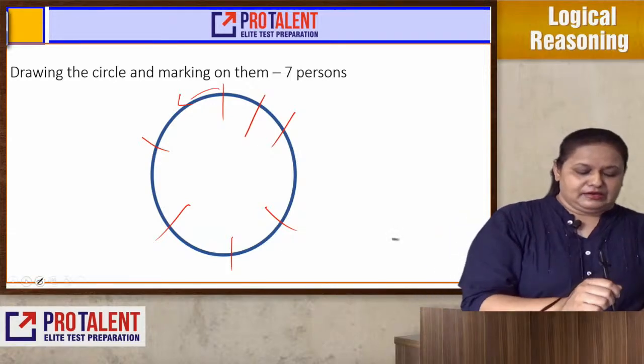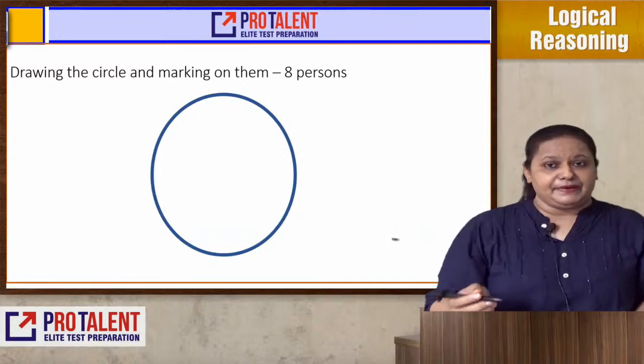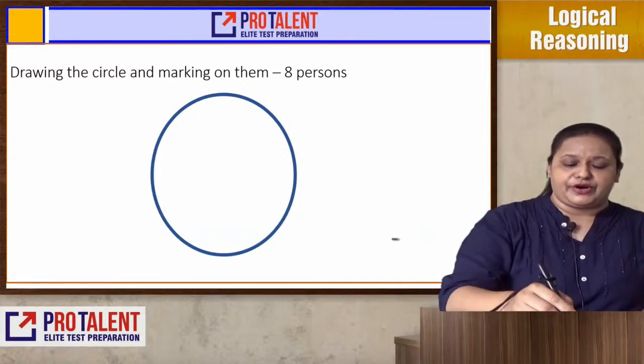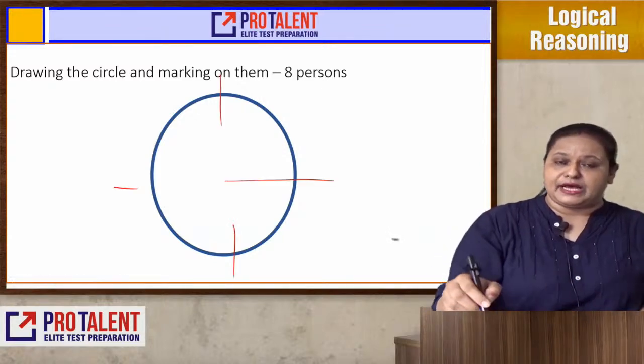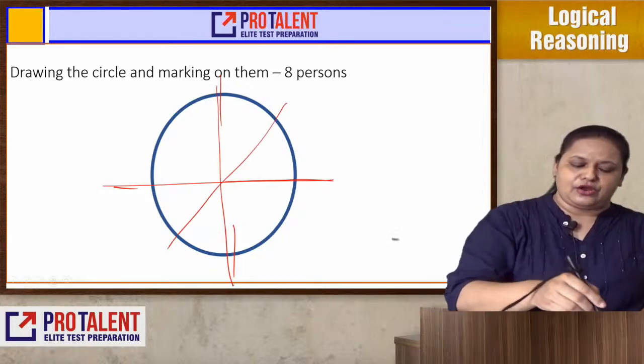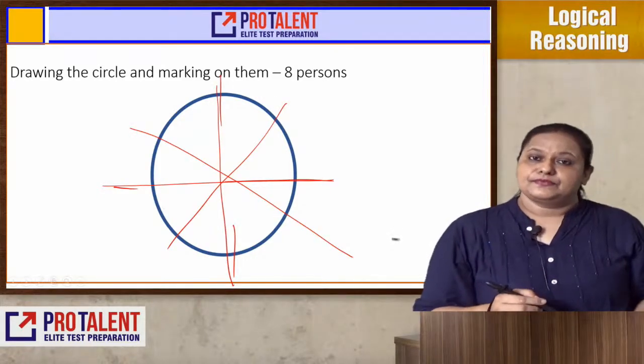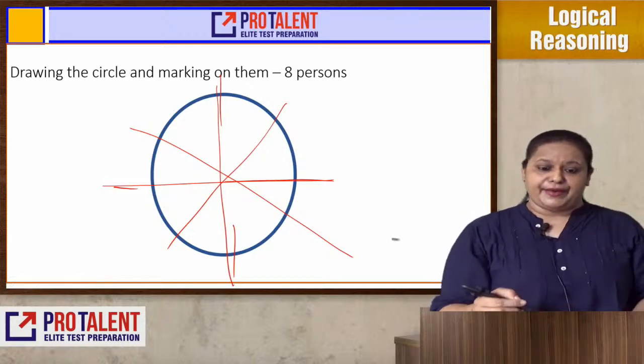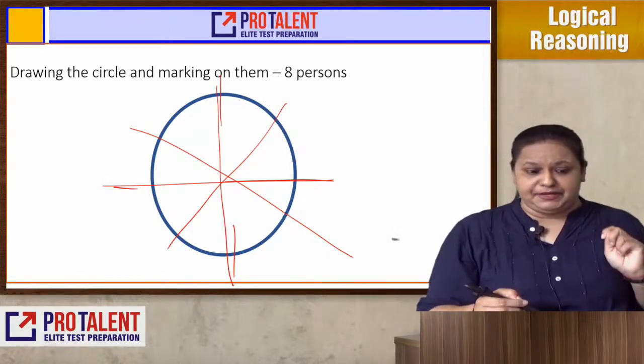Okay. And if there are 8 people, I have already told you. So what I'm going to do, first I'm going to make plus, and then I am going to make cross. Alright, fine. So this is how I am going to do if there are 8 people.